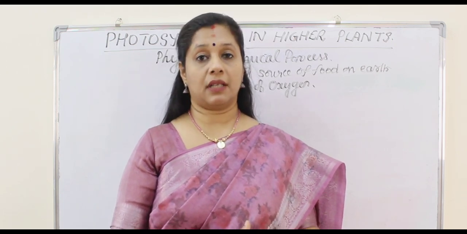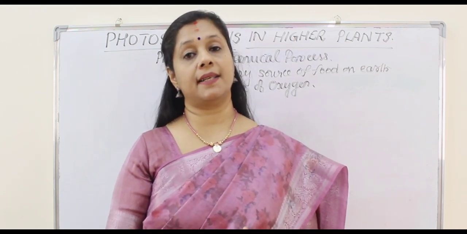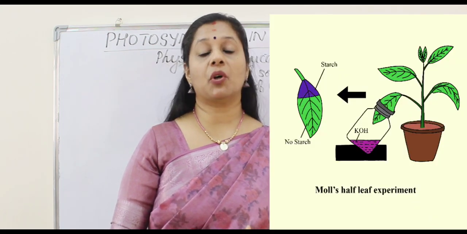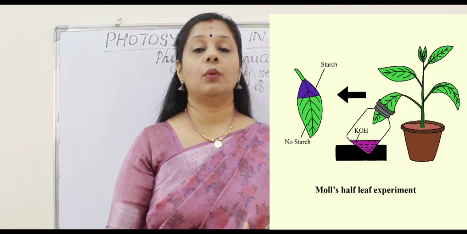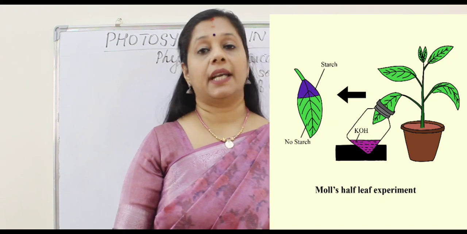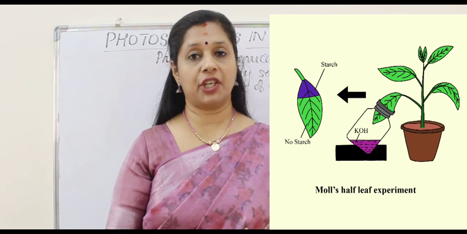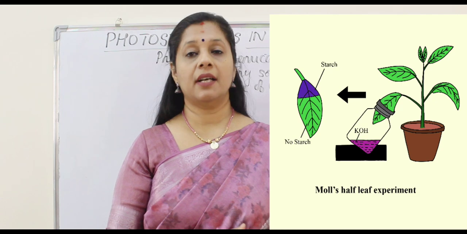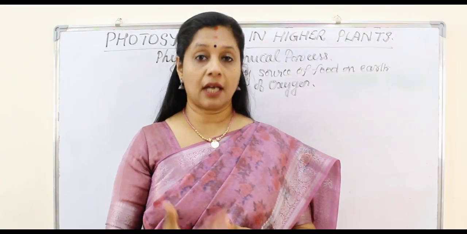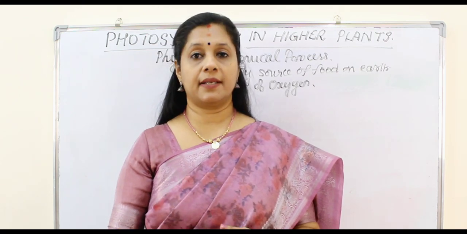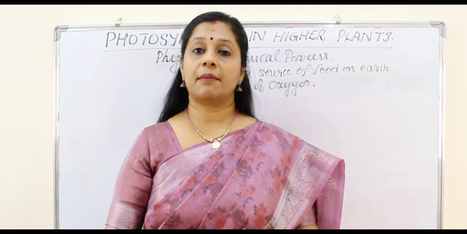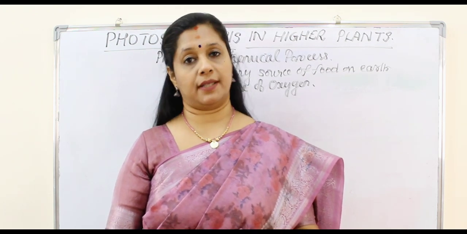We also conducted experiments to find that carbon dioxide is necessary for photosynthesis. How did we do that? We take a potted plant again and destarch it. After that, we keep half of the leaf inside a KOH solution. KOH, potassium hydroxide, pellets or solution, can absorb all carbon dioxide. So the part inside the test tube containing KOH does not get carbon dioxide. Later when you do the starch test, that part will not show blue-black coloration. From that we understand carbon dioxide is also necessary for photosynthesis.